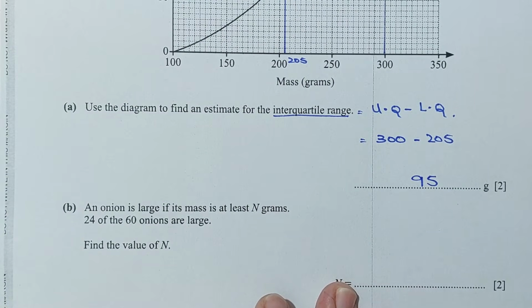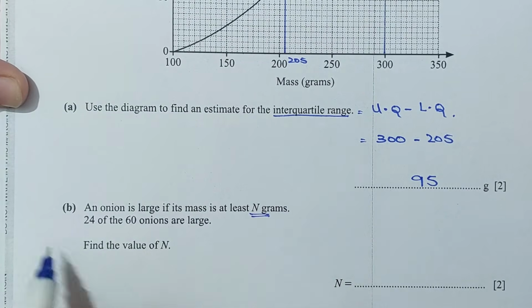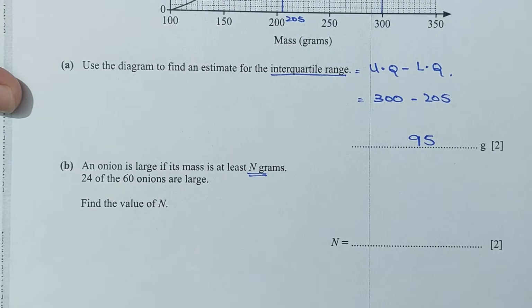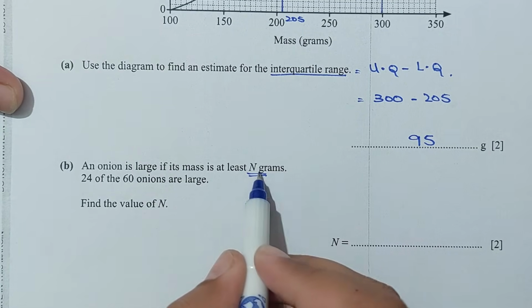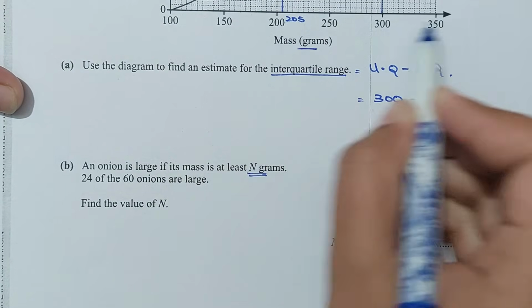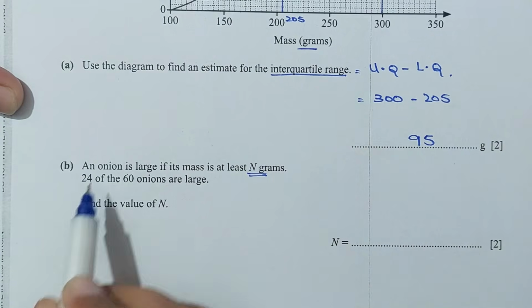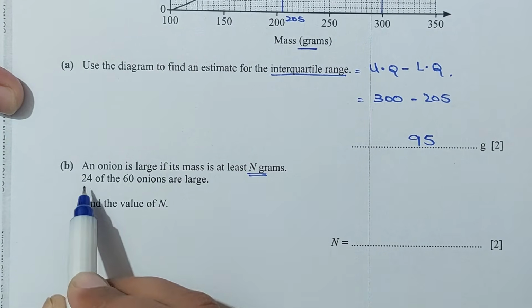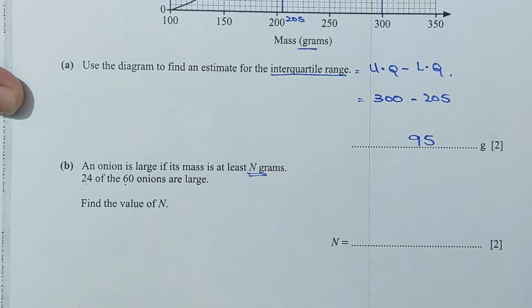Now for part B, an onion is large if its mass is at least n grams. Okay, 24 of 60 onions are large. Find the value of n. All right, so n grams. It should be in grams. We have to find the value on the horizontal axis. An onion is large if its mass is at least n grams. 24 of the 60 onions are large.